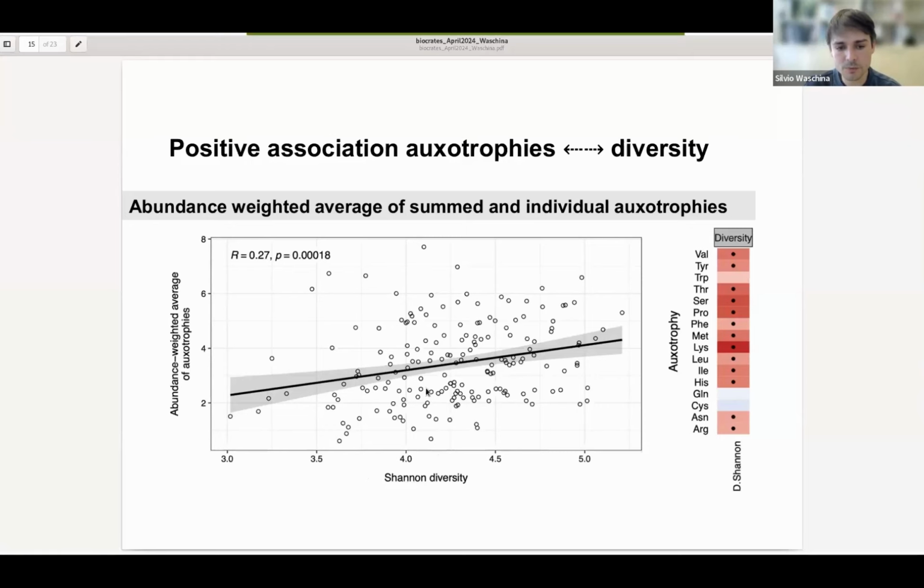And as you can see, we observed quite a strong positive correlation, meaning that if we have more auxotrophies in the microbiome, then the overall diversity of the microbiome also seems to be higher. This was measured across all amino acids, but if we look into individual amino acids, the same was true for almost all of the amino acids that have been tested in the study.